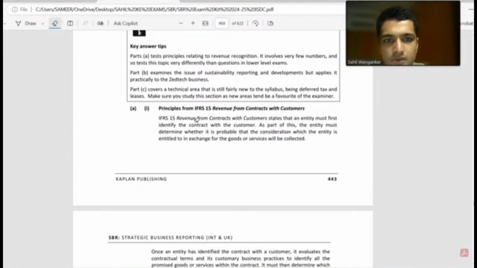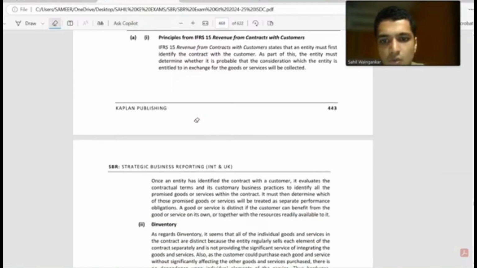IFRS 15, revenue from contract with customers, states that an entity must first identify the contract with the customer. As part of this, the entity must determine whether it is probable that the consideration to which the entity is entitled in exchange for the goods and services will be collected. Once an entity has identified the contract with the customer, it evaluates the contractual terms and its customary business practices to identify all promised goods or services within the contract. It must determine which of those promised goods or services will be treated as separate performance obligations. A good or service is distinct if the customer can benefit from the good or service on its own or together with resources readily available.